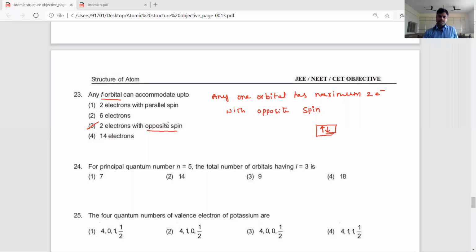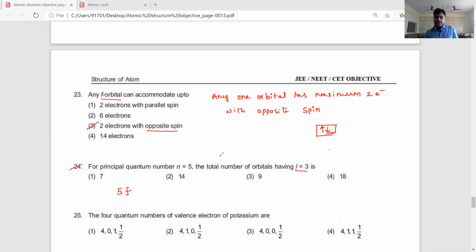Okay, let's see the 25th, fourth. For a principal quantum number n equal to 5, the total number of orbitals with L equal to 3. L is equal to 3 with n equal to 5 means it is 5f.